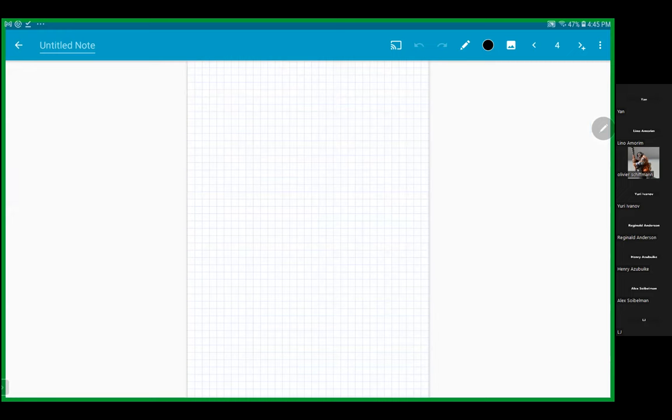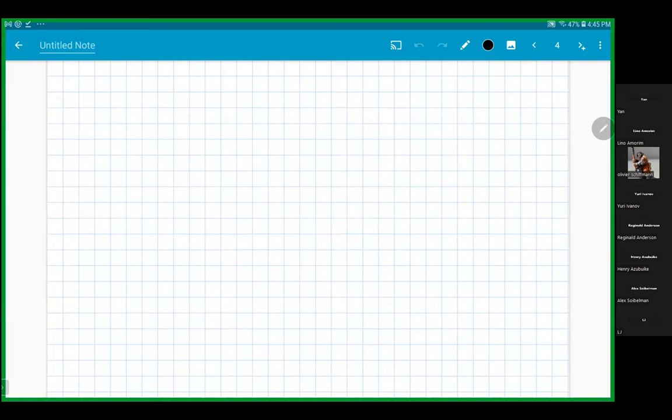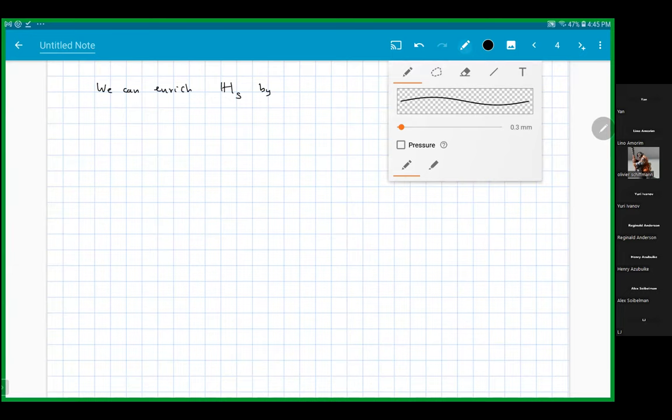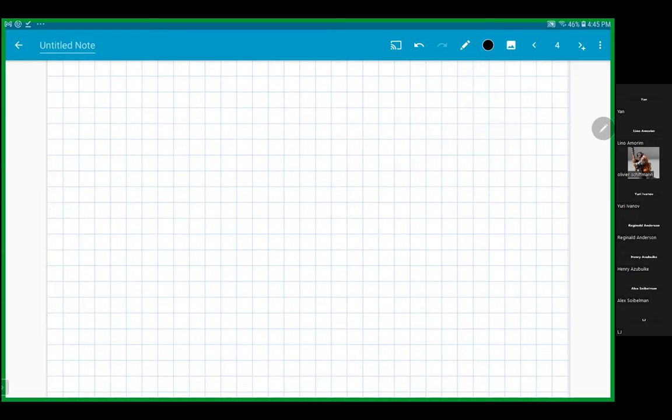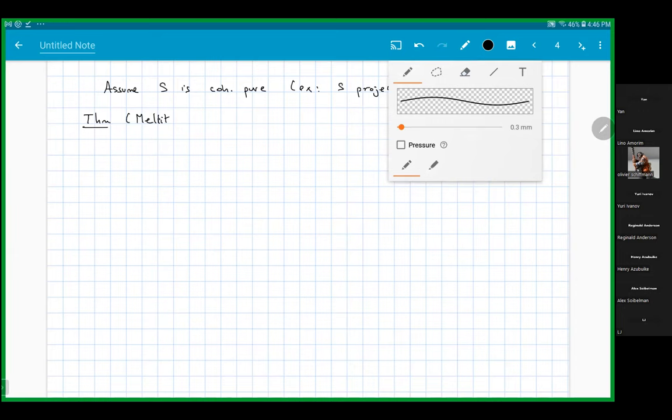So here's the theorem. First of all, we can enrich HS by, let me mention this later when I talk about action. Assume that S is cohomologically pure. For instance, S is projective. Okay, so we cannot deal with the case where it's not pure, but assume that it is pure, then here's the theorem. In particular, the moduli of Higgs bundles is pure. So pure means that the weight filtration is trivial or something, yes.